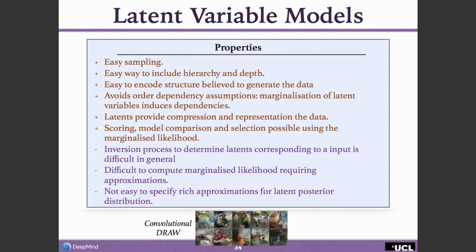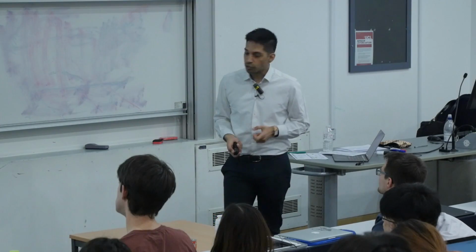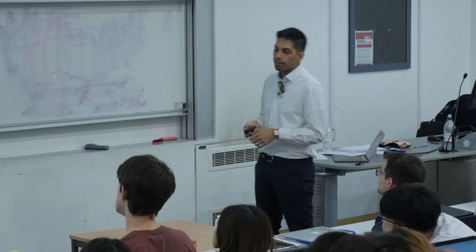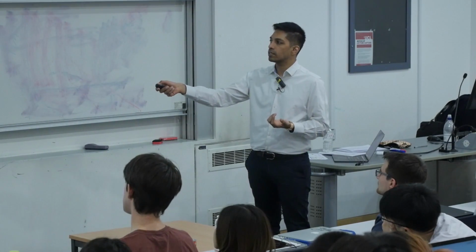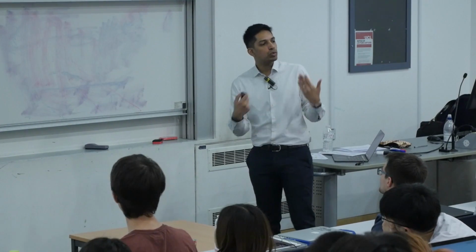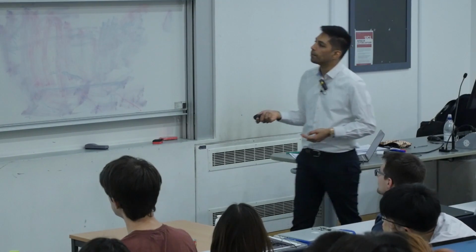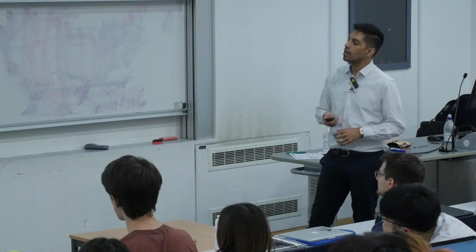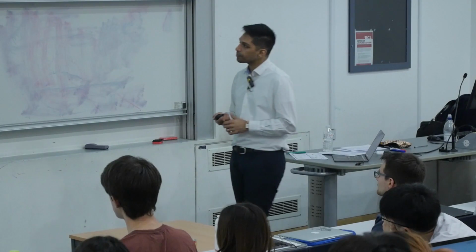But what is difficult is that you need to know these latent variables Z to be able to do any of these things, and that inversion process is very hard. It can be difficult to compute the marginalized likelihood, which is why we need all the tricks from part 1. And it may not be easy to specify, because going back to this inversion process, you may have to choose the family of approximations, and that can be hard to do. But when you do that, you can build very flexible and powerful latent variable models of images, for example, and this is a model called DRAW.